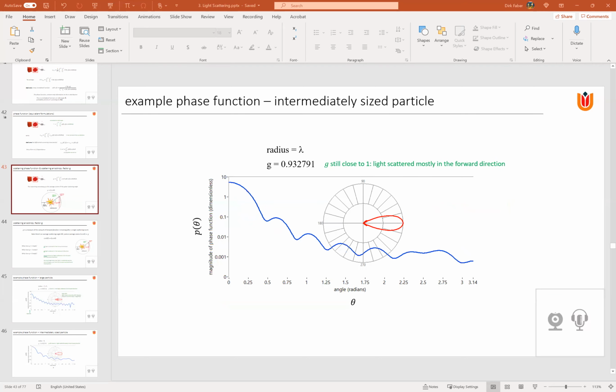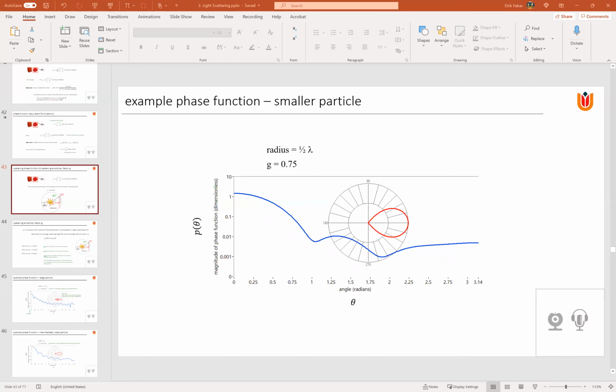So let's make that particle a little bit smaller, 1 times the wavelength in radius. You can see that the distribution of the scattered light is now much broader. It's in more angles, both from the blue plot and from the red plot, but also from the G value, which gets a little bit smaller. It's still high, but it shows that light is still scattered most in the forward direction, but is also redirected away a little bit.